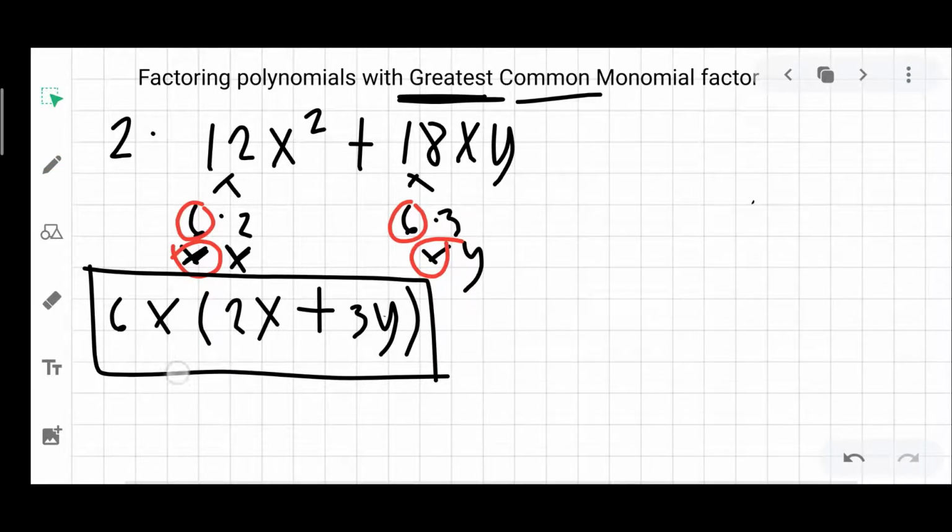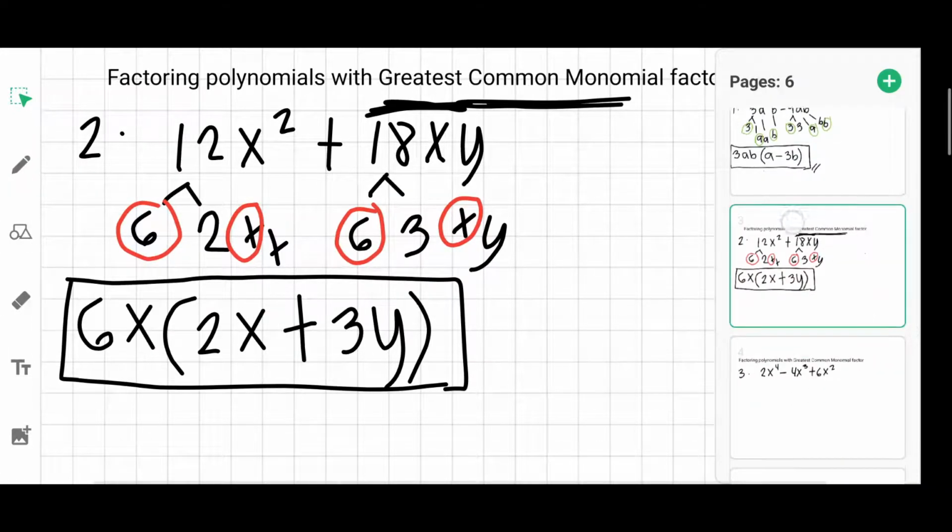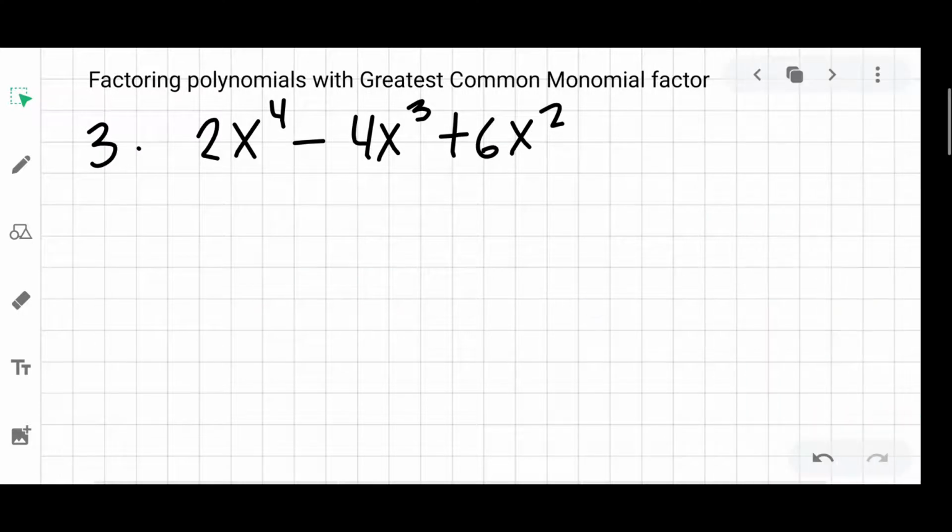To check, you just have to multiply using distributive property. 6x times 2x is 12x squared. 6x times 3y, 18xy. Which means our answer is correct. Next example is this one. We have 2x raised to 4 minus 4x raised to 3 plus 6x squared.